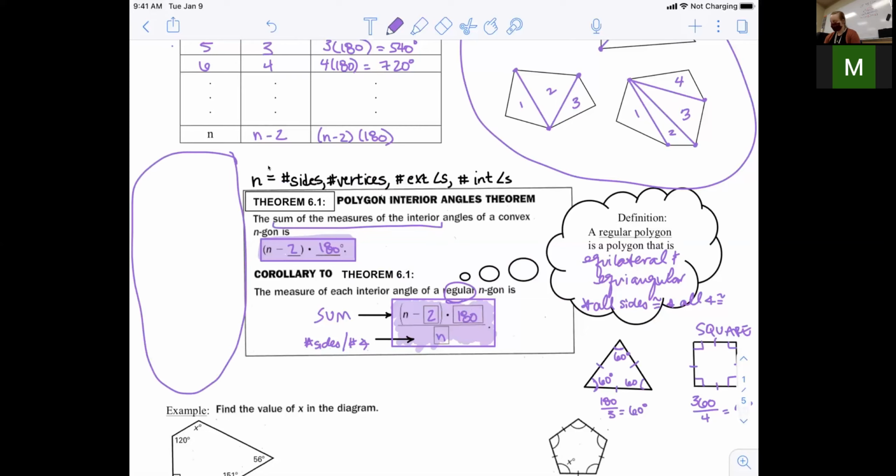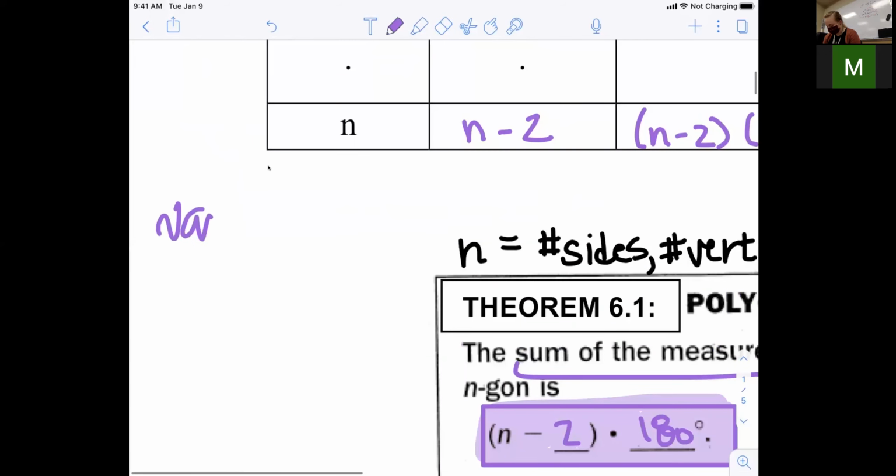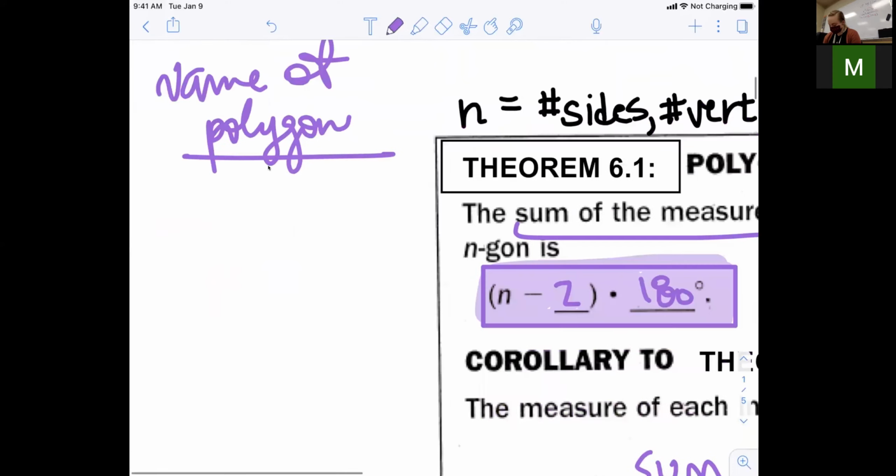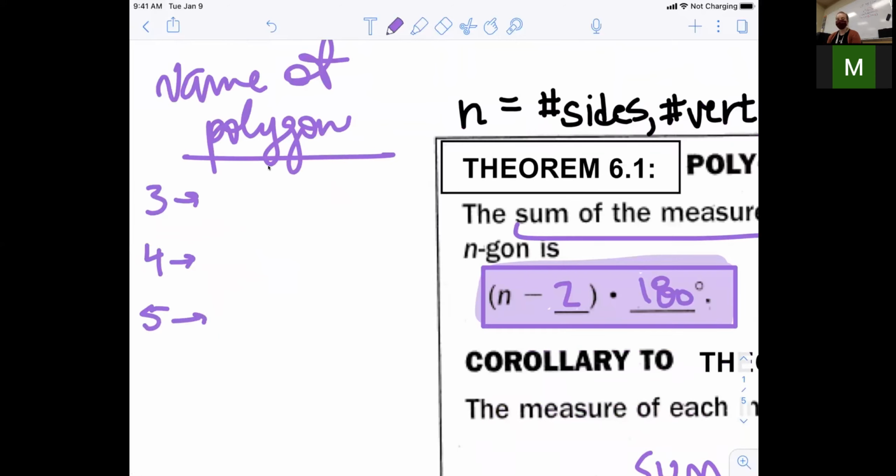Yep, exactly. You ready to go? I'm going to call out for them. So you guys just think for one second. You know most of them. I am going to label it name of polygon, just in case I go back and wonder what I was writing. And I'm going to say 3, and I write the name, and 4 and 5.